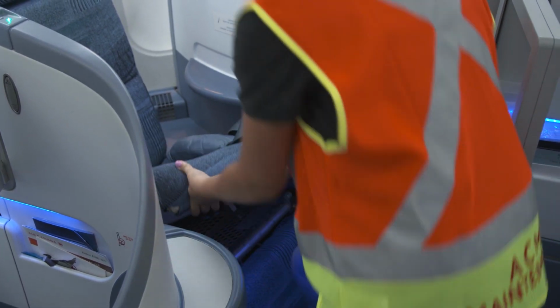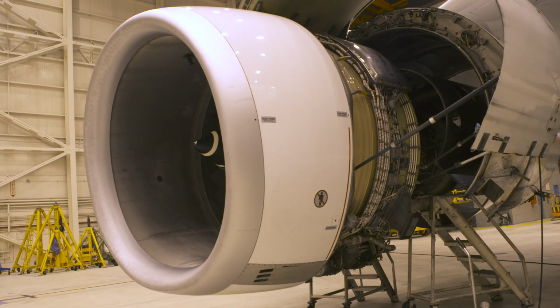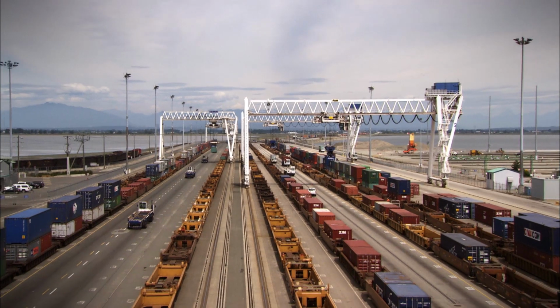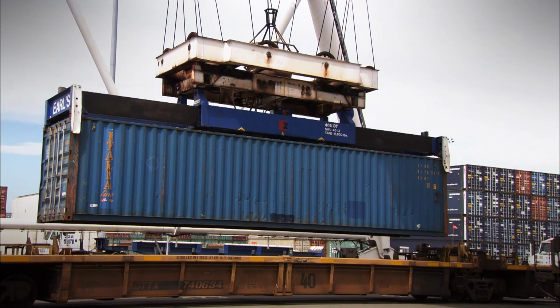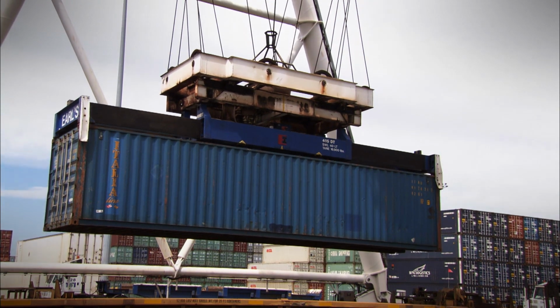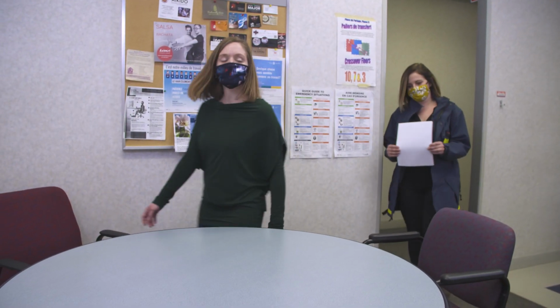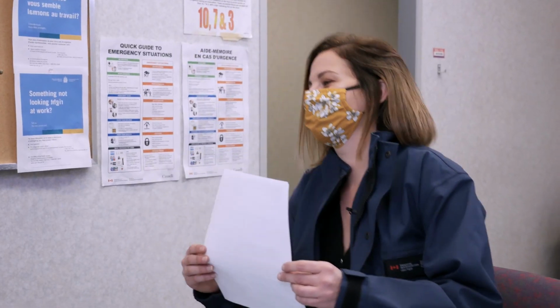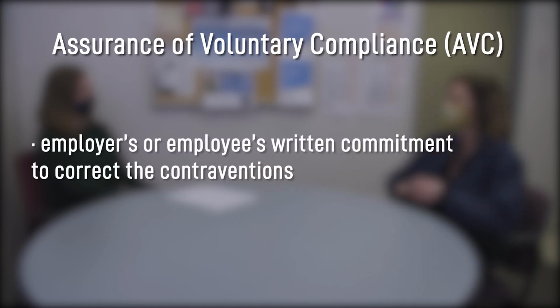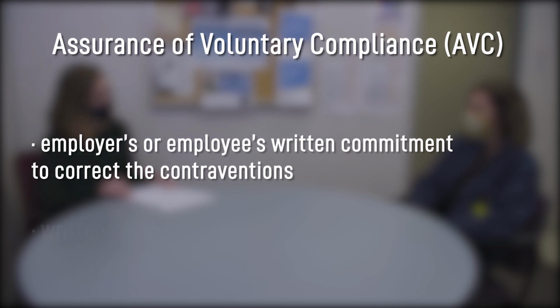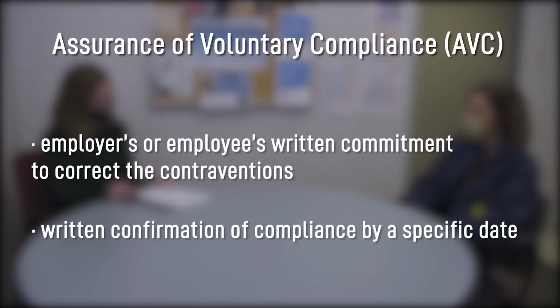Officers follow a compliance policy to ensure fair and consistent application of the code in all workplaces. This policy includes a range of tools whose use depends on the seriousness of the violation and the cooperation of the workplace. If there is a violation, the assurance of voluntary compliance is typically the first level of enforcement. The assurance of voluntary compliance is the employer's or employee's written commitment to a labor program health and safety officer to corrective action. It is also written confirmation of compliance to the health and safety officer by a specific date.